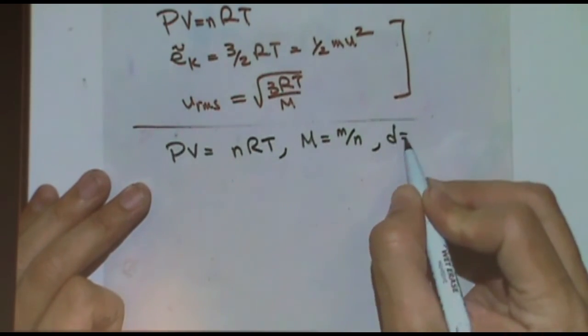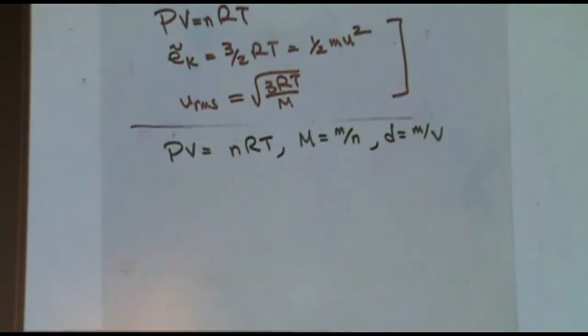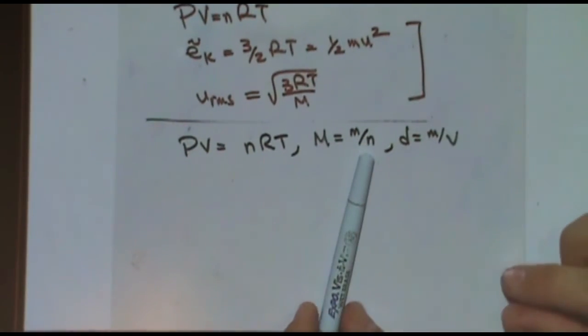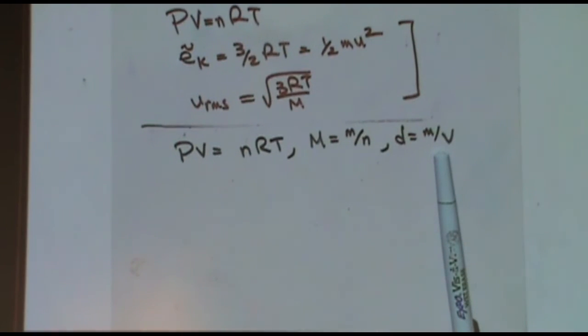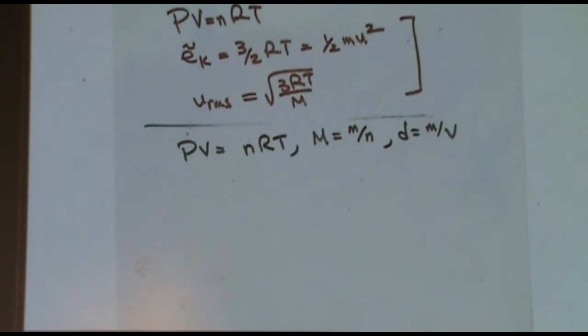This one and this one. So the molar mass is equal to the mass over the moles. Makes sense, it's grams per mole. And then the density is mass over volume. These all can be paired together in a combination, called a variation of the ideal gas law.